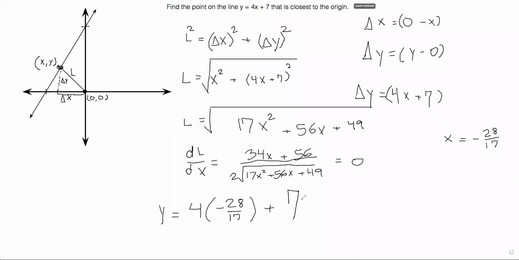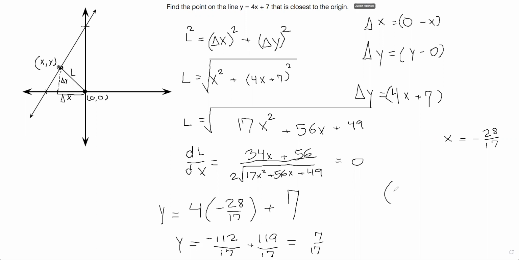But we can go ahead and simplify this. I want to have a common denominator of 17. 7 times 17 is going to be 119. So this is going to be negative 28 times 4, which is negative 112 over 17, plus 7, which is the same thing as 119 over 17. And as a result, we get 7 over 17.